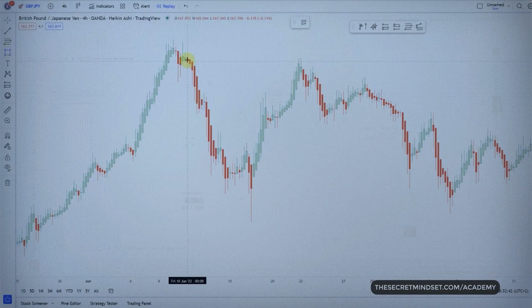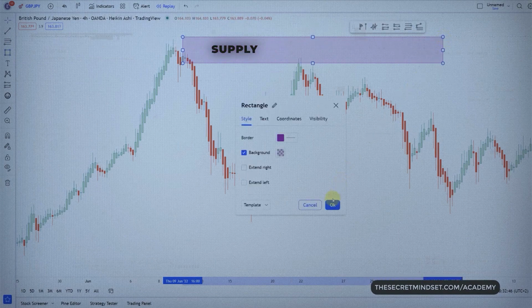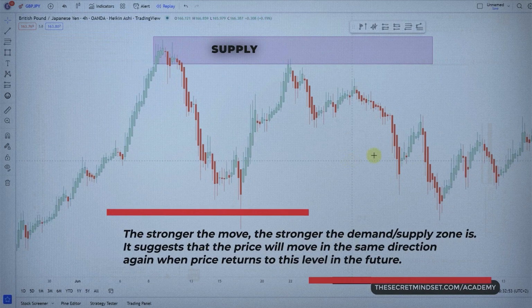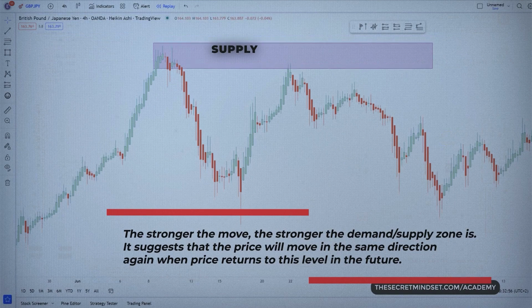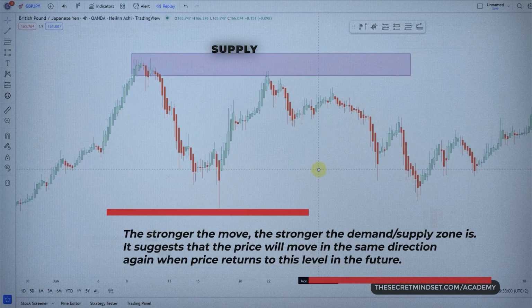In this chart, we identified this supply zone. You will be looking for a large candle or a series of candles in a downward direction. The stronger the move, the stronger the demand or the supply zone is. It suggests that price will move in the same direction again when price returns to this level in the future.